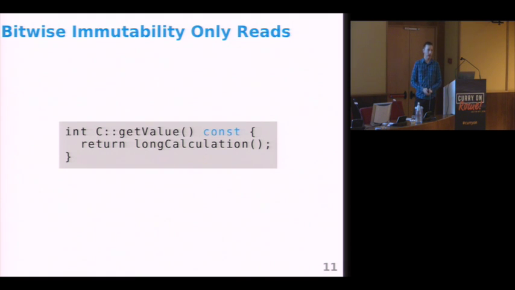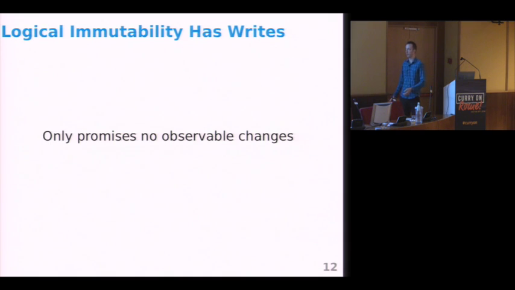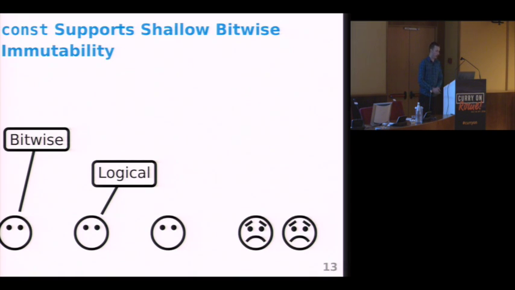So this is a concrete example of our getValue that obeys shallow bitwise immutability. The key assumption we're just going to make about our long calculation function here is that it only reads fields. So if that function only reads fields, this entire method will just only read fields. Logical immutability, on the other hand, has writes. The only promise logical immutability gives you is that there's no observable changes, which is a much more abstract concept. So if we go back to our developers, now that we know const supports shallow bitwise immutability, and that's it, one developer is happy and one developer is sad.